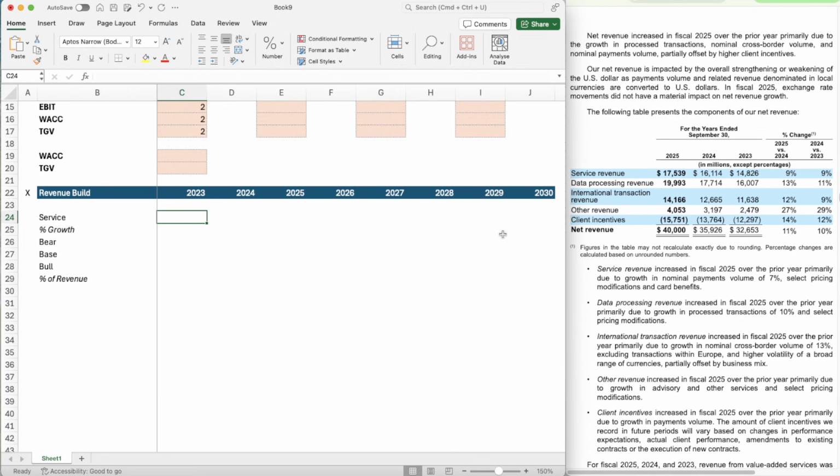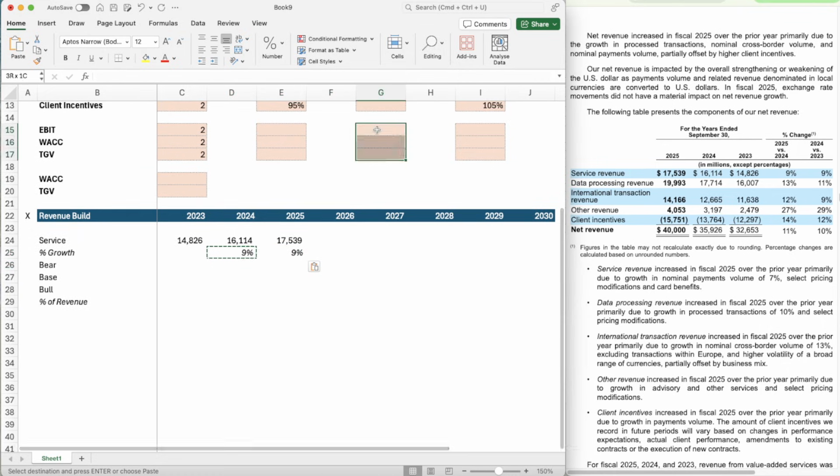Okay, so let's start filling this out. So 2023, 14,826. 16,114. 17,539. To work out the percentage growth, we take the year that we're looking at, so in this case 2024, divide it by its previous year, and then we subtract 1. Turn this into a percentage, as so. We just pull that along to here.